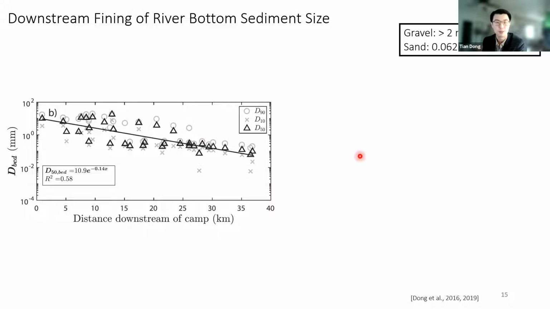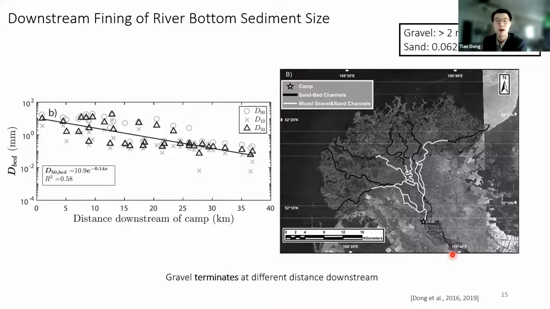And we can look at this in plan format as well. Here I'm showing a map of the Delta with the 7 distributary channels highlighted. The white lines here indicate mixed sand and gravel channels, and the black lines indicate sand bed channels. So the observation here is that for these different channels, gravel terminates downstream at some point, and they terminate at different locations. So I want to investigate what is driving this gravel deposition.